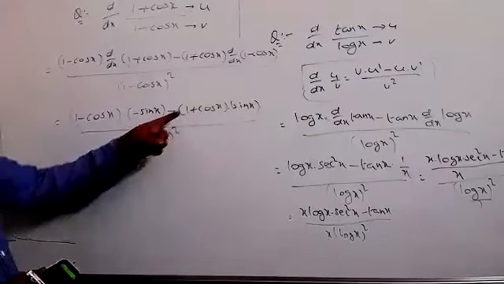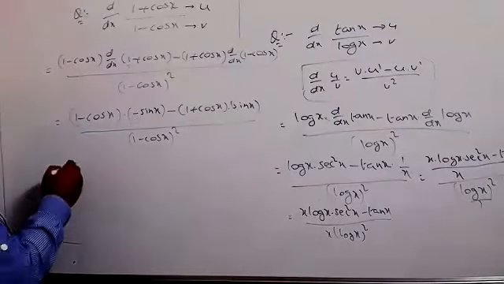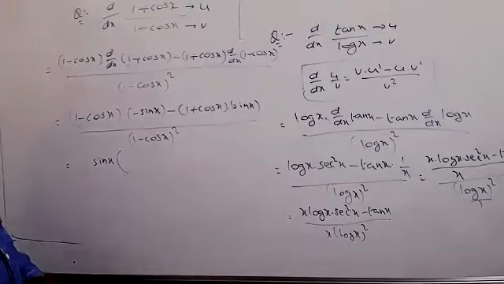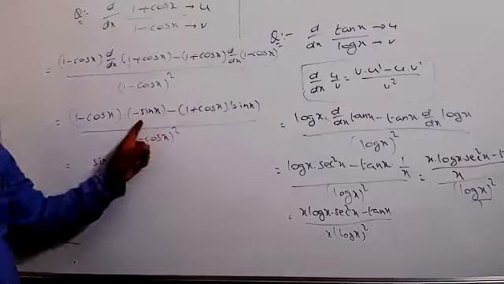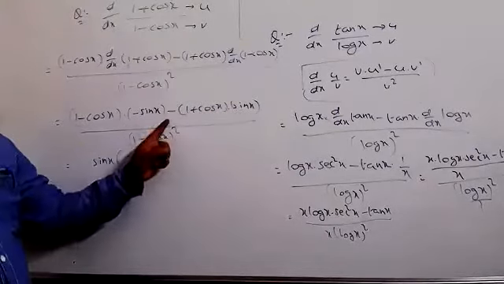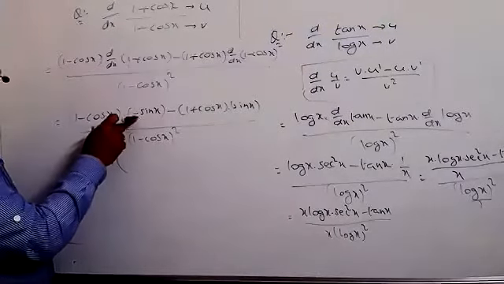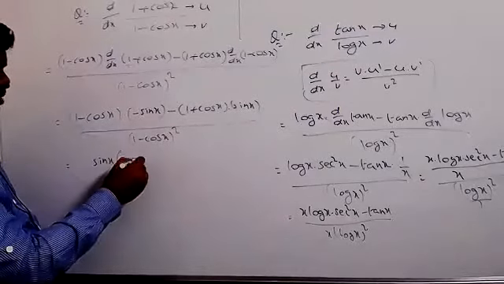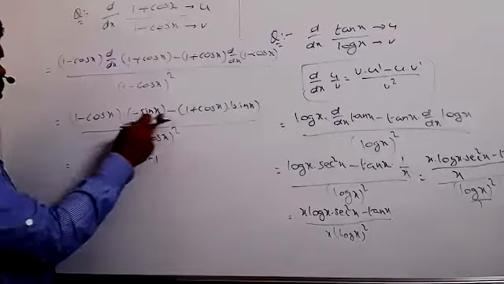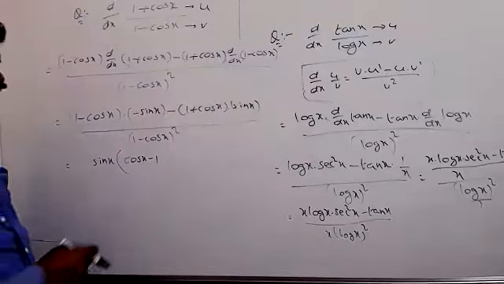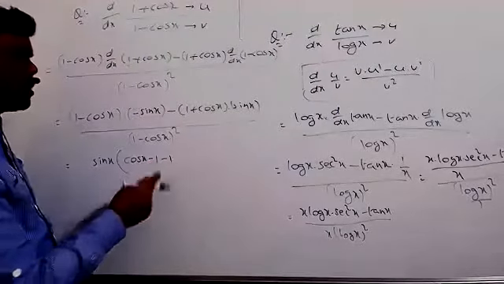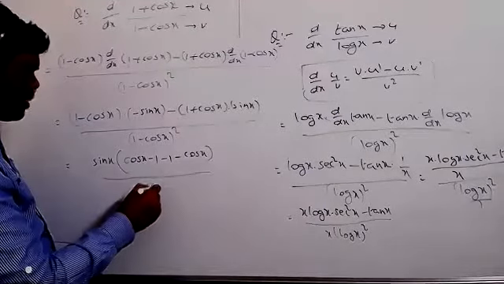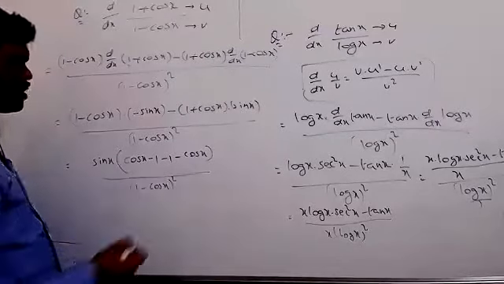Now, what is common from these two terms in the numerator? I think sin x is common, correct? From these two terms, sin x and sin x. Take it outside. But here minus is there, so minus into 1 equal to minus 1, plus cos x, means cos x minus 1, and minus of this value, minus into plus equal to minus cos x, whole by 1 minus cos x whole square.